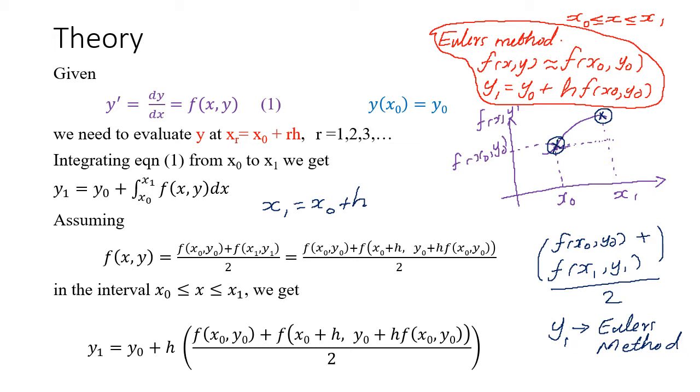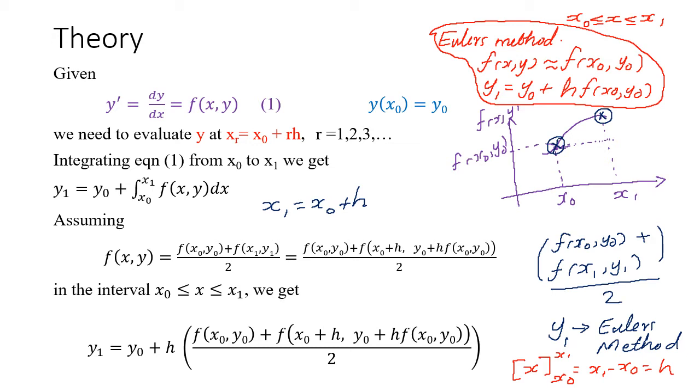So please note that in the integral dx, this f of xy is considered as constant. Then when you integrate dx, you will get x, evaluated in the interval x0 to x1, which gives x1 minus x0, that is equal to h. So we get h into f of x0 y0 plus f of x1 y1, for simplicity, by 2. You can also consider this as evaluation of this integral using the trapezoidal rule.